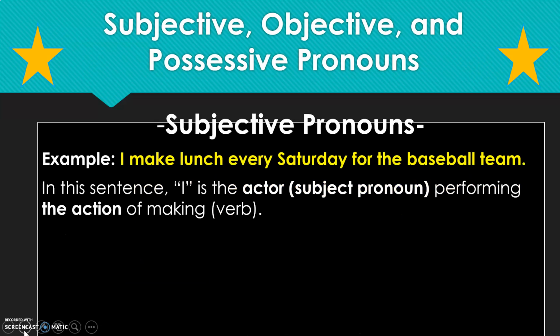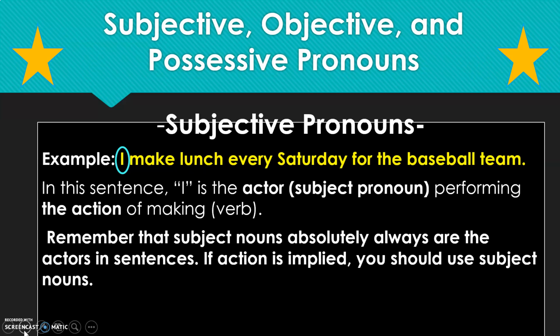So your example sentence here is, I make lunch every Saturday for the baseball team. In this sentence, I is the subject pronoun performing the action of making lunch. So you're going to want to write this whole entire sentence where it says sentence on your graphic organizer, and you're going to circle I. I is definitely a subjective pronoun because you're doing that action, right? Making lunch. Remember that subject nouns are always the actors in sentences. If action's implied, you should use subject nouns.